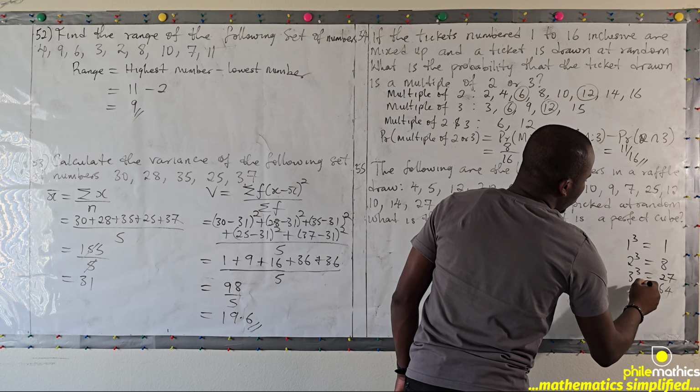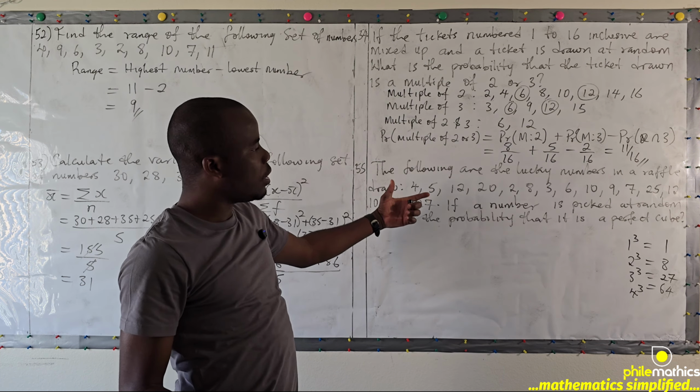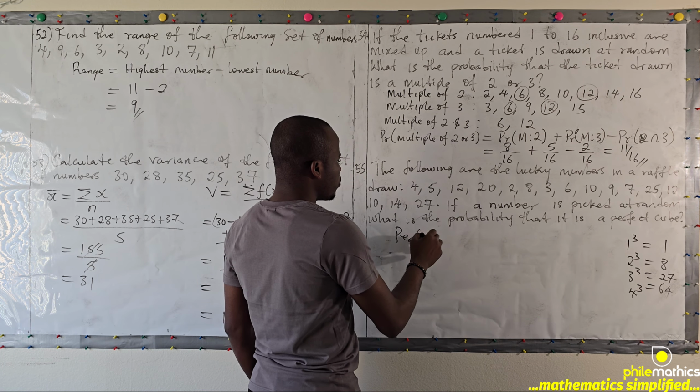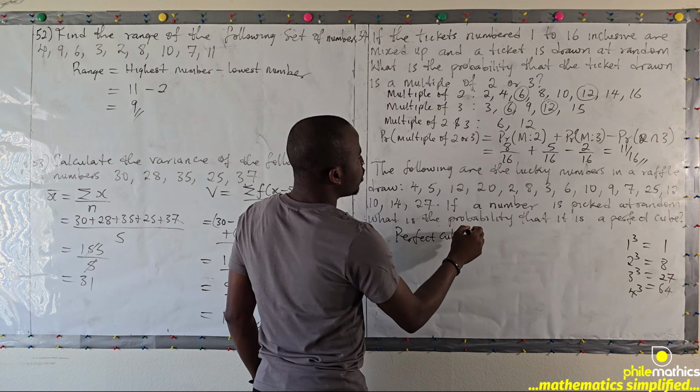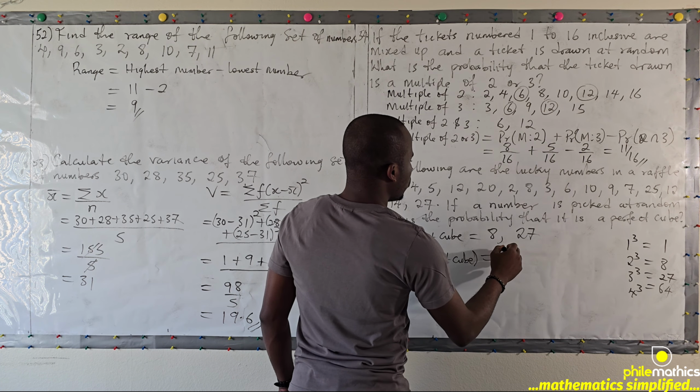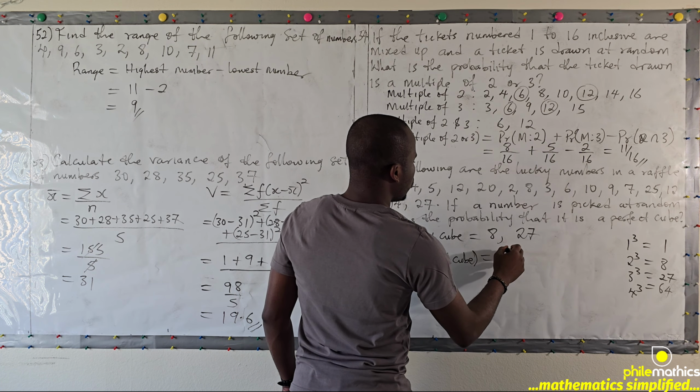64 is 4 cubed. And so the first thing you want to do is to look for the perfect cubes here before looking for the probability. So the perfect cubes in this are 8 and 27. So the probability of a perfect cube will be 2 over 1, 2, 3, 4, 5, 6, 7, 8, 9, 10, 11, 12, 13, 14, 15, 16. This is 1 over 8.